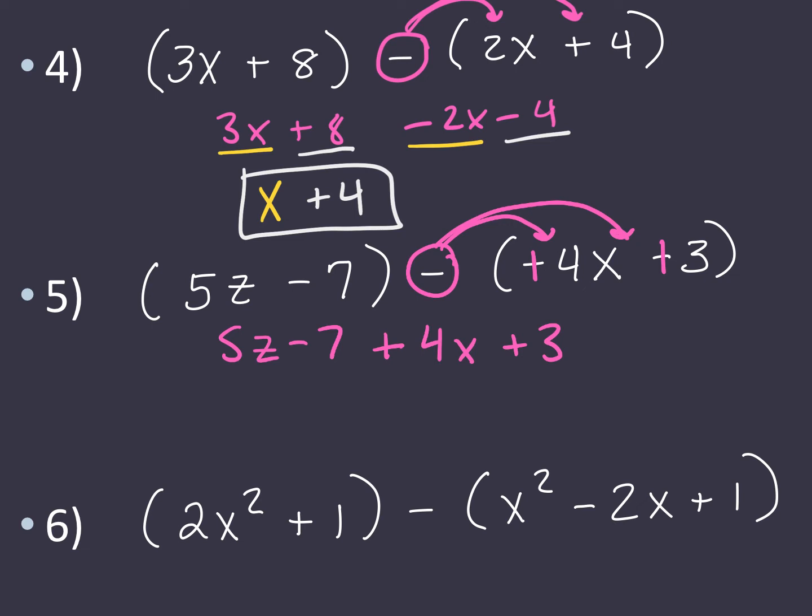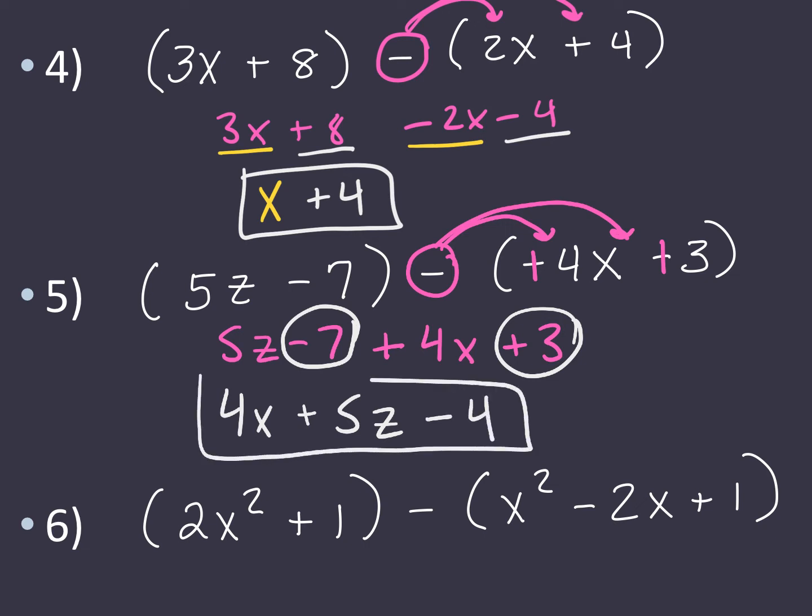Now we combine our like terms. So I have 5z and 4x. Those are not like, so we can't add them. So our only like terms would be -7 and 3. So I'm going to start with my x. So I have 4x plus 5z. And then -7 plus 3 would be -4. This would be our answer. So again, x and z, not like terms. They are different variables, so I cannot add them together.